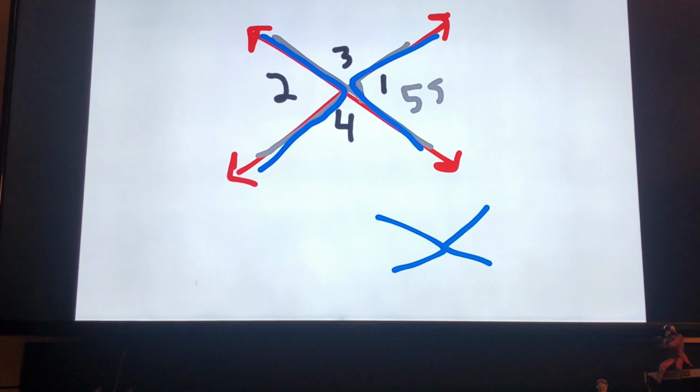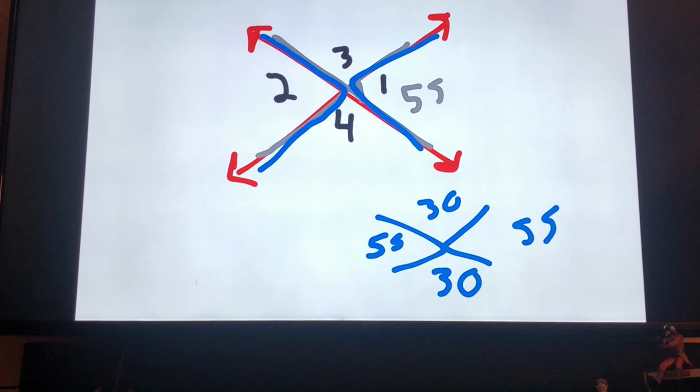So if this says that it is 55, well, guess what? This is going to be 55. If this says this is 30, then guess what? This will be 30, because they're both looking at each other and they share an equality. Now the next portion, it says that you're going to find the measure of angle 3.